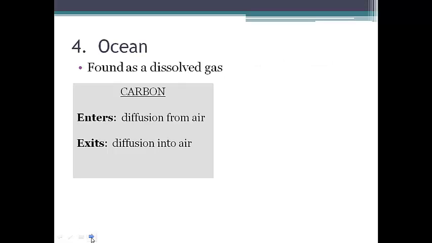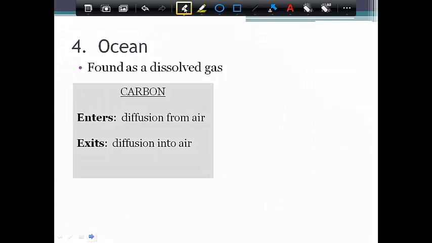The ocean. I think this is actually supposed to be a number 5. Let's fix that up if we can. Number 5, ocean. In the ocean, carbon is found as a dissolved gas. So again, it's CO2, a gas, but it's dissolved in the water. So kind of like when you open a pop can and it's all fizzy, that's CO2, or carbon dioxide, dissolved in your pop.